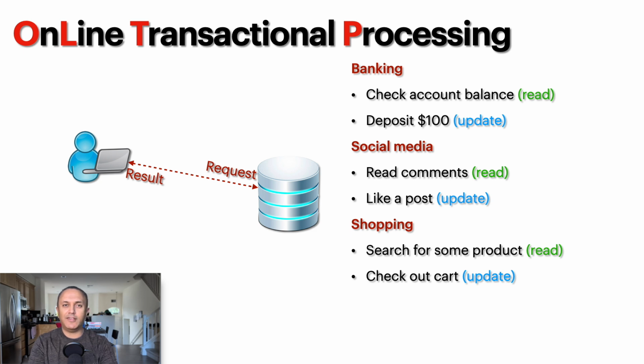Checking out your cart, that's a write or update request. Again, all of these requests happen to be very short and simple, maybe with one filter: send me all the products that have this criteria, or give me the account balance of account number so and so, or update this account, add a value of 100. Usually they're very direct requests, they don't involve a lot of processing, and the result returned is fairly simple and a limited amount of data. So this is what happens in online transactional processing systems.